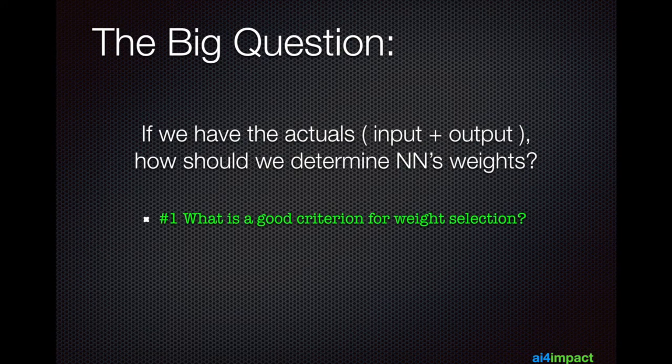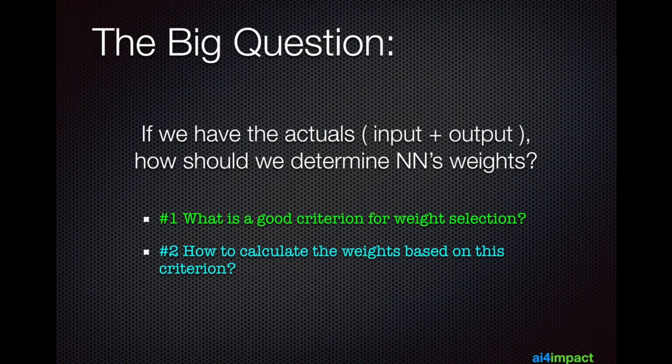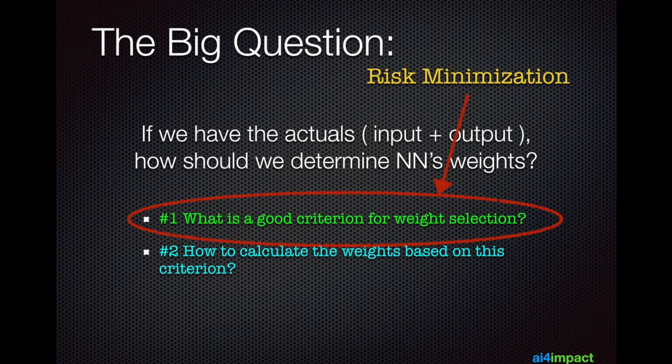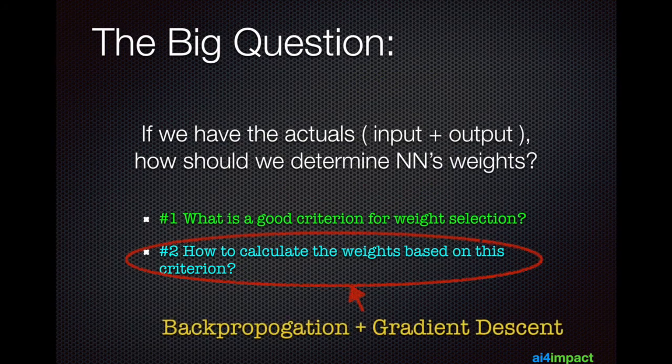There are two questions. The first is, what is a good criterion for weight selection? Secondly, we also want to know how. How do we calculate these weights based on this criterion? These are two separate questions. The first is called risk minimization, and the second, the how to do it, is really a combination of two techniques, one called backpropagation and the other called gradient descent.